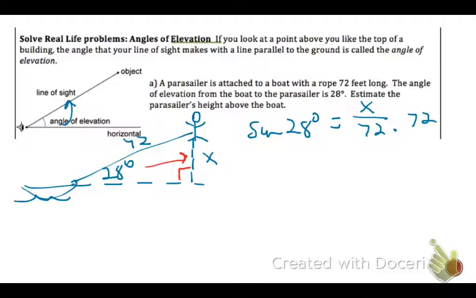So we'll multiply both sides by 72, and then on your calculator, take 72 times the sine of 28 degrees, which is 33.80, so we'll go 33.8 feet. So about 34 feet in the air.